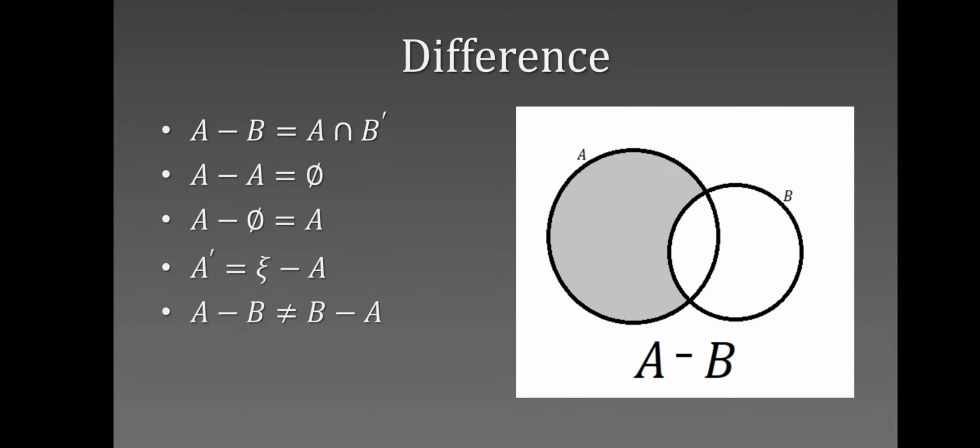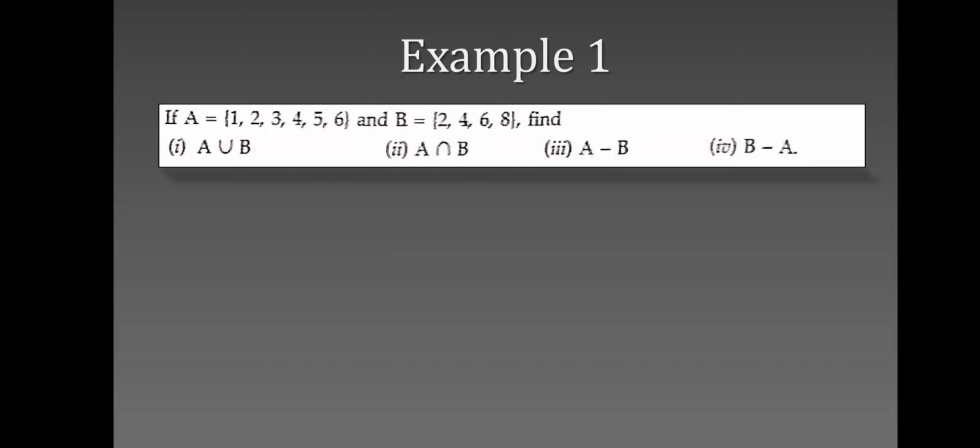Now obviously the first problem: it is given that A is equal to {1, 2, 3, 4, 5, 6} and B is {2, 4, 6, 8}, then find all these different operations. So let us start with the first one, A union B. Now obviously what is A union B? Combining both the sets together without repeating the common elements. So A union B is exactly this. I hope it is easy for you to understand.